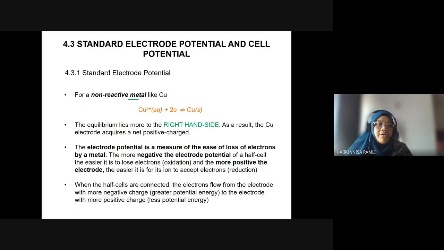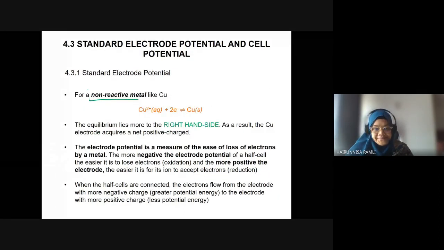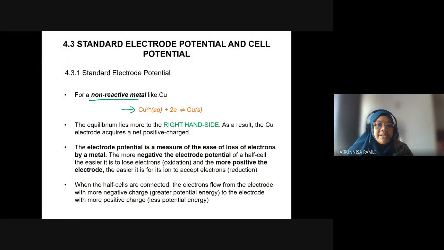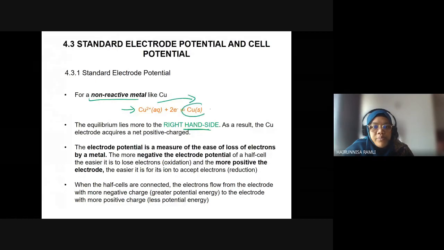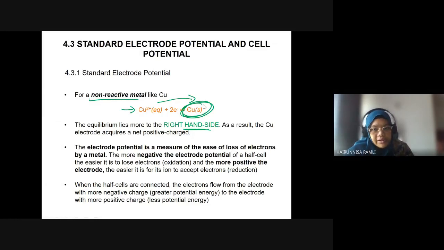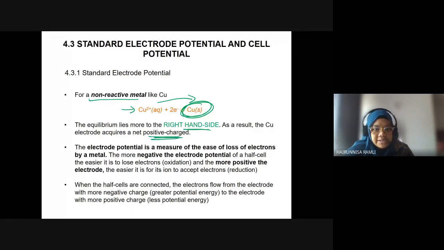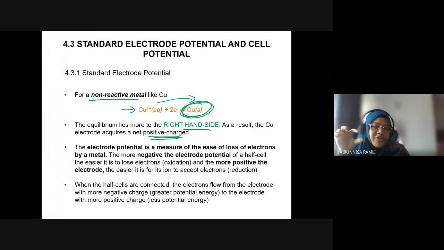However, for a non-reactive metal, okay, based on this equation lah, dia lebih suka untuk receive electron. So that's why the equilibrium lies more to the right hand side. So dia akan lebih untuk produce Cu solid, sebab dia nak suka untuk terima electron. So as a result, the copper electrode acquire a net positive charge. So means that the value of electrode potential tu nanti value dia lebih positif.